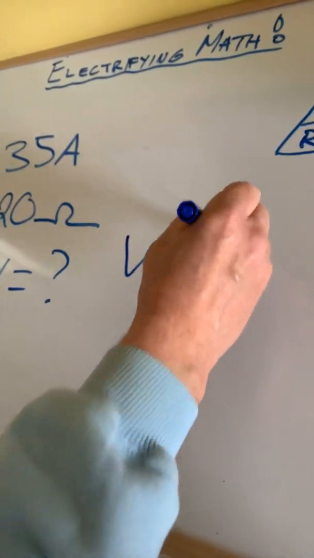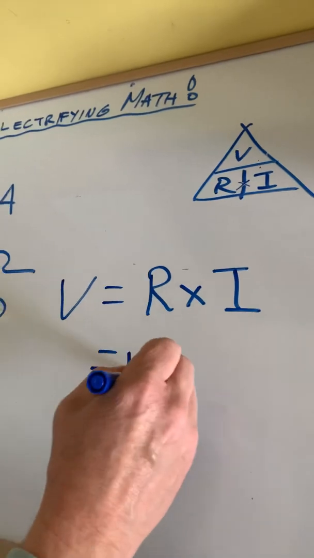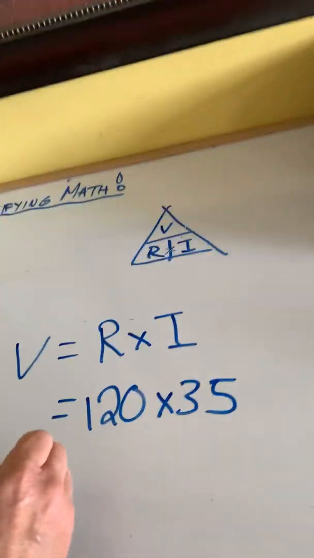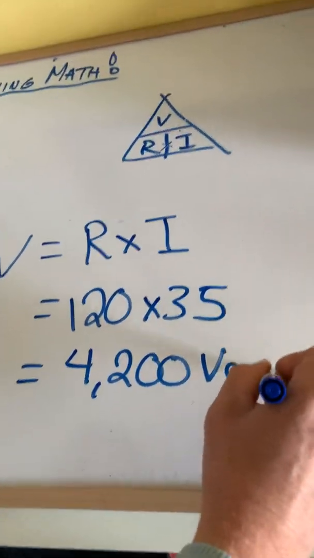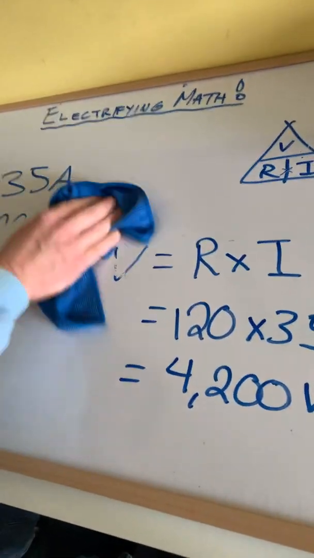So voltage equals resistance times current, 120 ohms times 35 amps, and that gives us 4,200 volts. Okay, one last question.